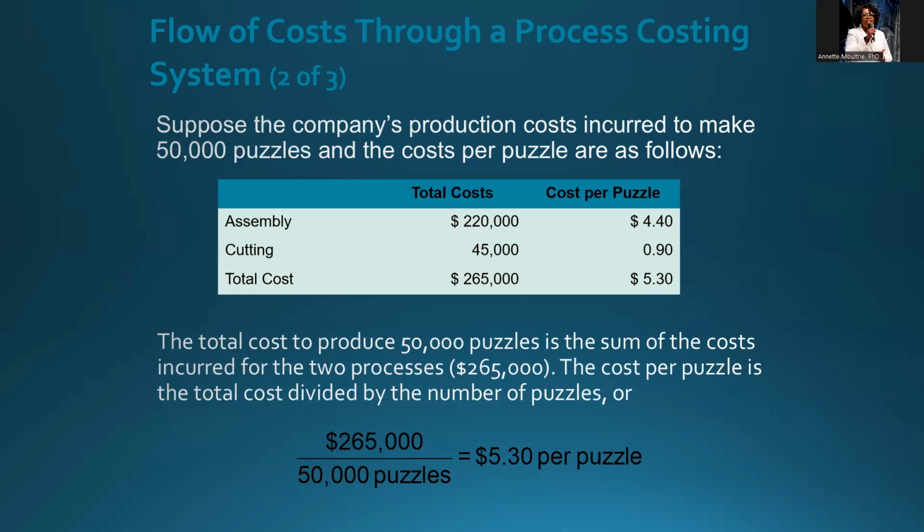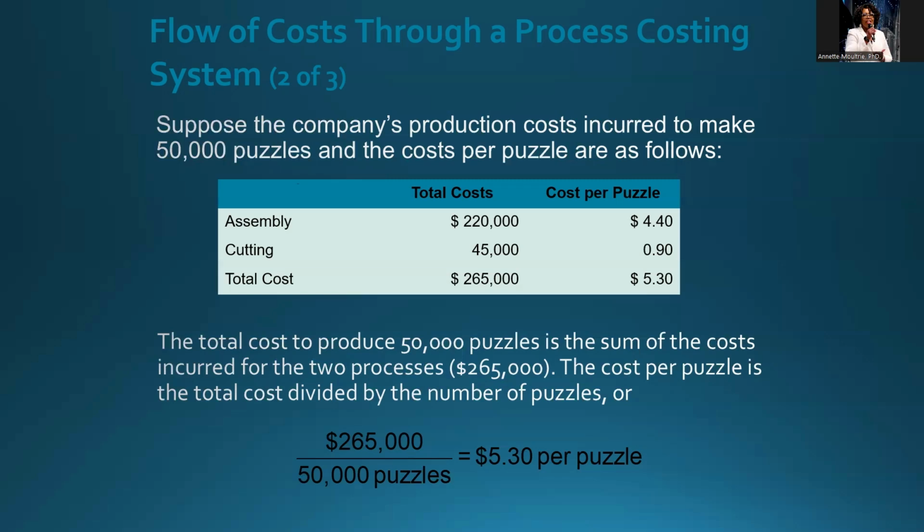So assembly, the total cost is $220,000. Cost per puzzle is $4.40. Cutting, the total cost is $45,000 and the cost per puzzle is 90 cents. So the total cost is $265,000 and the cost per puzzle is $5.30. That's when you add the assembly and cutting costs.